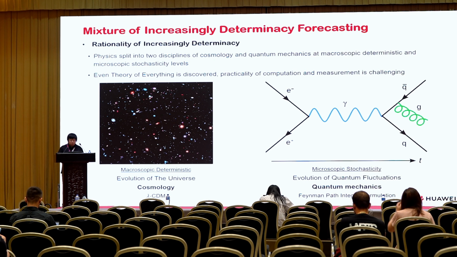If we want to predict the future behavior of a star, galaxy, or galaxy cluster, we prefer cosmology and model it using the Lambda cold dark matter framework. If we aim to understand the behavior of a particle or the evolution of a quantum system, we turn to quantum mechanics and solve it via Feynman path integrals.